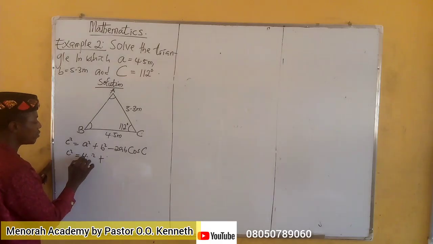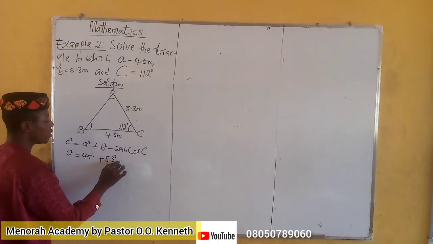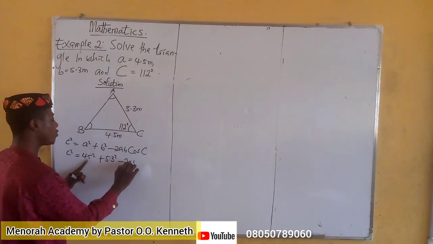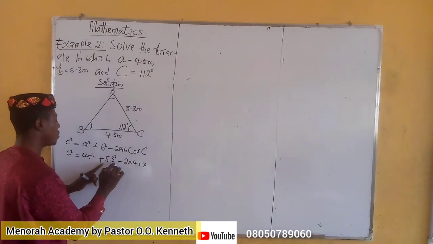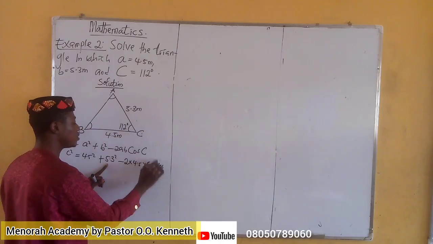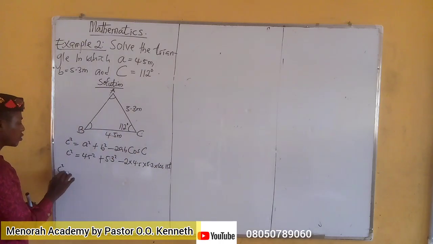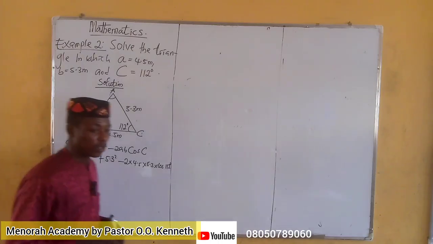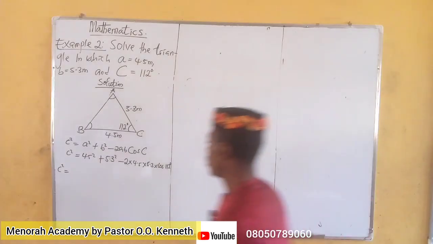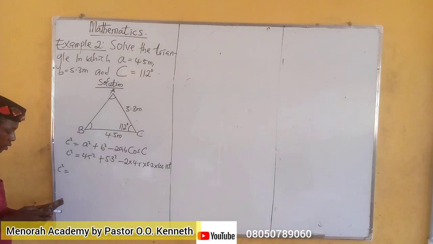Yeah, our A is 4.5 squared, then our B is 5.3 squared, minus 2 times our A is 4.5, then times our B is 5.3, then times cos our angle C is 112 degrees. So our C squared is going to be equal to this. Now that we have this, let us press our calculator.